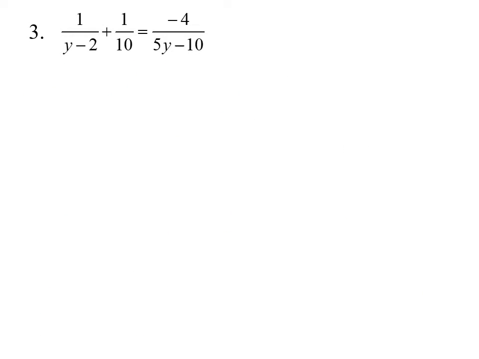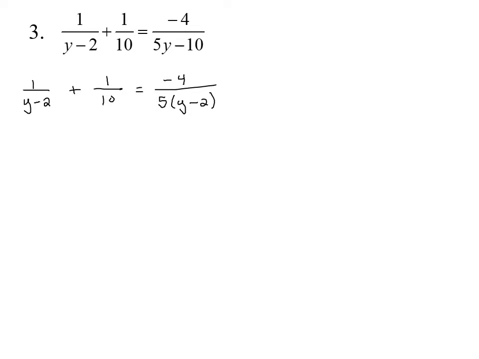Now, most of the ones that you'll see as we work through some of the homeworks and quizzes will look like this, where you have two fractions added together equal to another fraction. My suggestion here is to simplify or factor the denominators as much as possible. So I would rewrite this as 1 over y minus 2. That one doesn't factor. 1 over 10, which also does not factor. But the third one, there's a 5 in common. If you pull the 5 out, you'll have y minus 2.